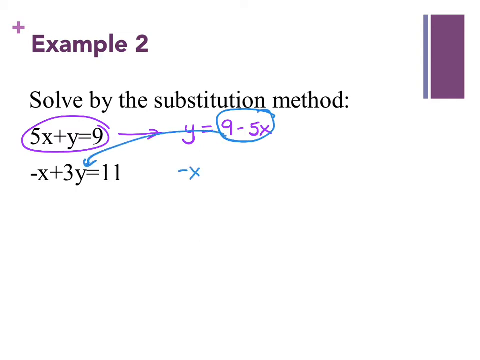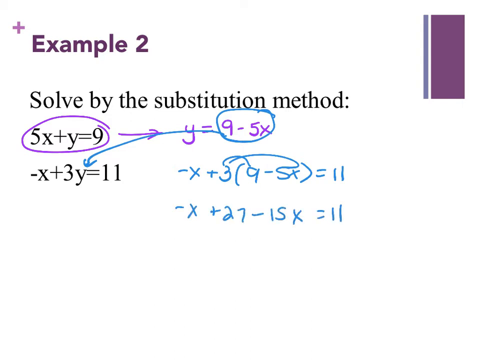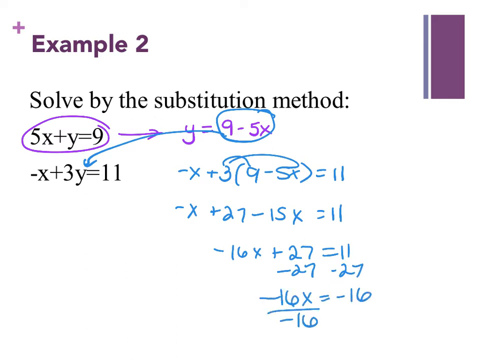So I'd get negative x plus 3 times (9 minus 5x) equals 11. Distribute the 3: negative x plus 27 minus 15x equals 11. Negative 16x plus 27 equals 11. Subtract the 27. Divide by negative 16. And x is 1.